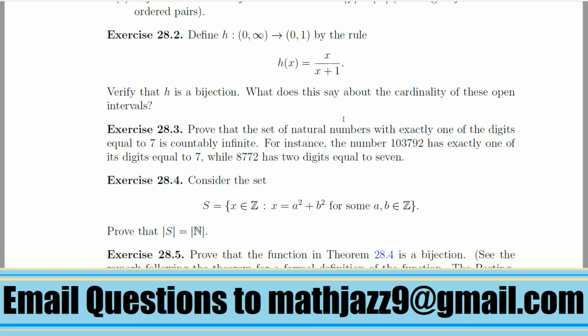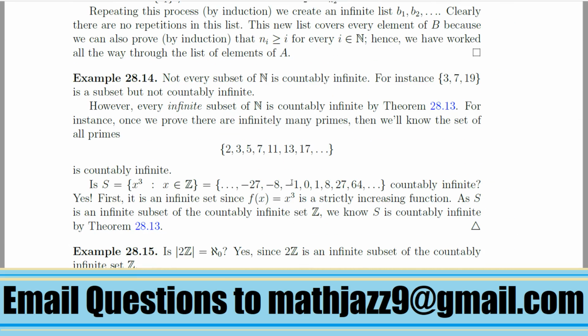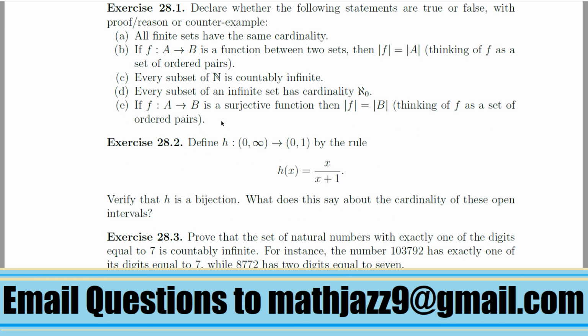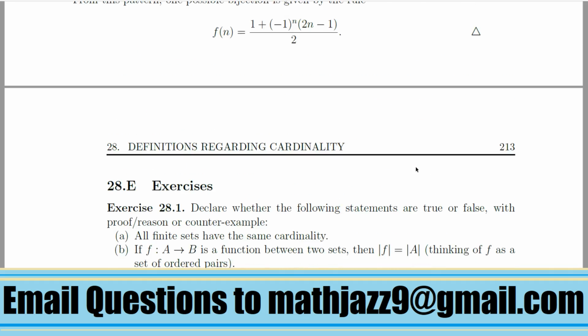So prove that the set of natural numbers with exactly one of the digits equal to 7 is countably infinite. Okay, so this is a subset of natural numbers. There's a theorem that we passed. Any infinite subset of a countably infinite set is countably infinite. So, since this is a subset of a countably infinite set, if we can prove it's infinite, we prove it's countably infinite by the theorem. What was that theorem again?